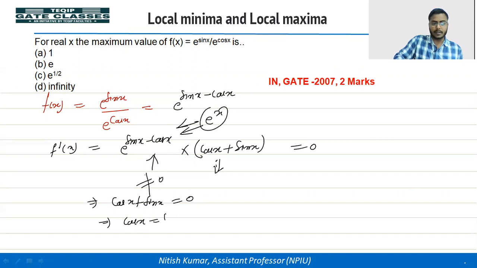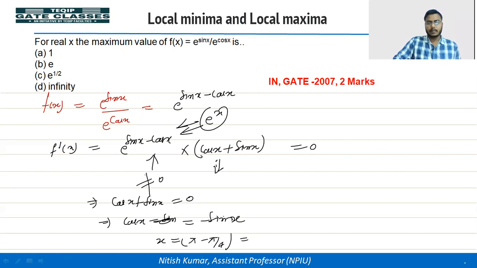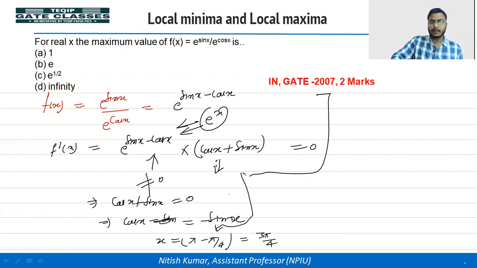So cos x is equal to minus sin x. So the x value we can calculate here is minus pi by 4, or we can write 3 pi by 4. I'm taking one value. It can be another value also. Like, you add 2 pi, then you will get a new value. Then you add 2 pi again, then you will get a new value, right?